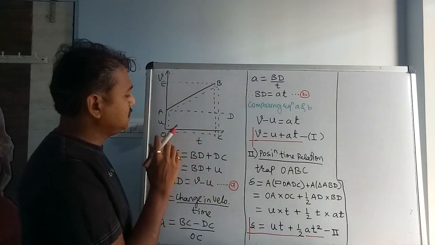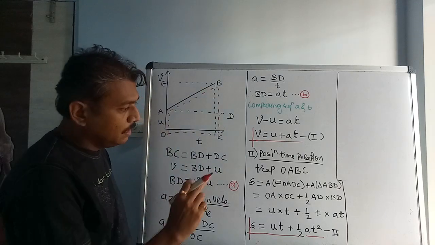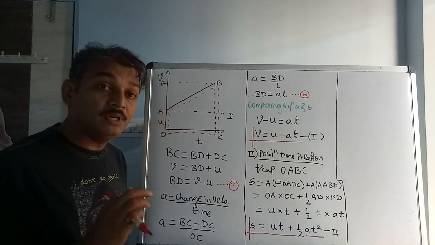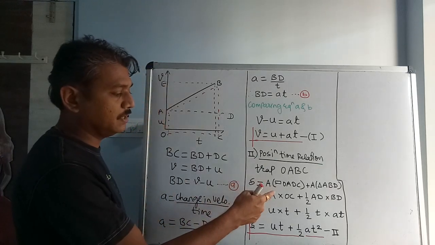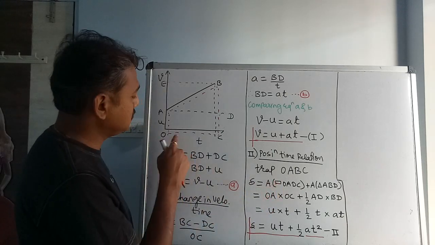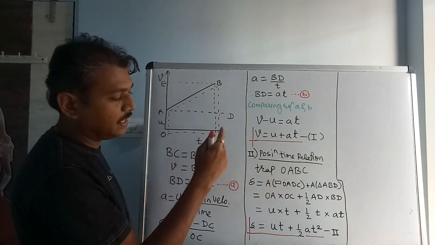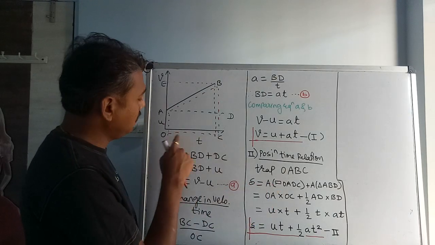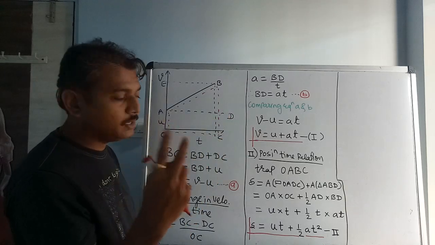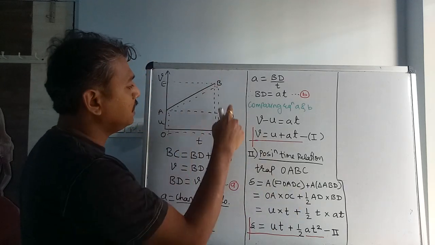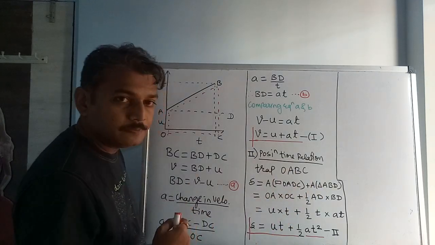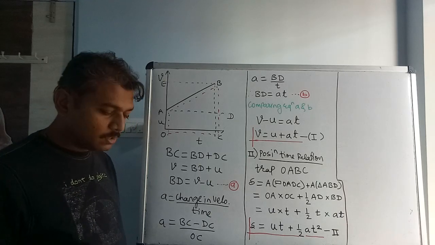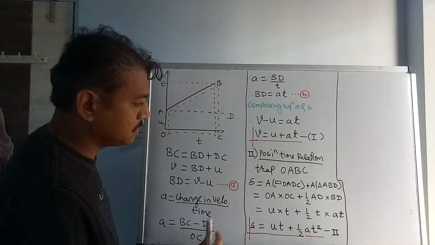So considering trapezium OABC, this trapezium is made with two geometrical figures. The first one is a rectangle, that is OADC. That's why here I am considering position as S is equal to area of rectangle OADC. And the second geometrical figure here is the triangle ABD. So area of triangle ABD. Now we are all well aware of the formulas of these geometrical figures.